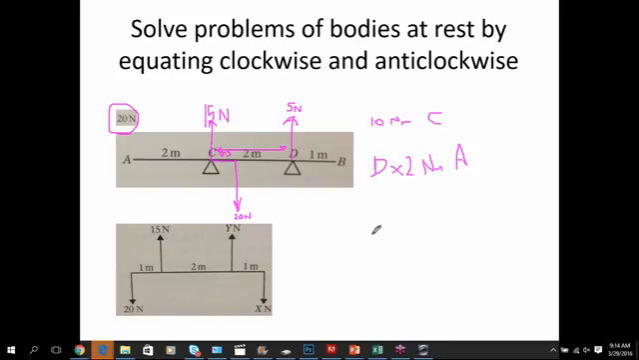What were you taking moments about initially? Which point? Oh, you're just looking at up equals down. That is an X. So up equals down doesn't really help us, does it? We've got an X and a Y. So we're going to take moments about.